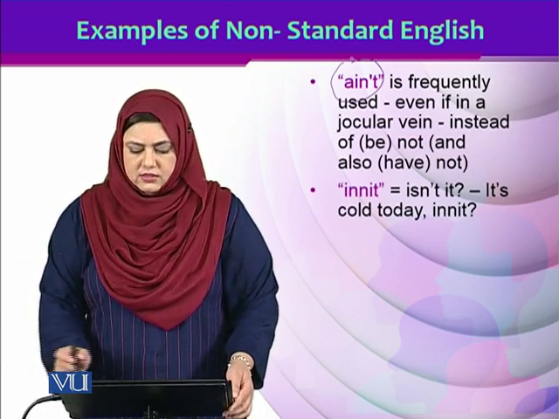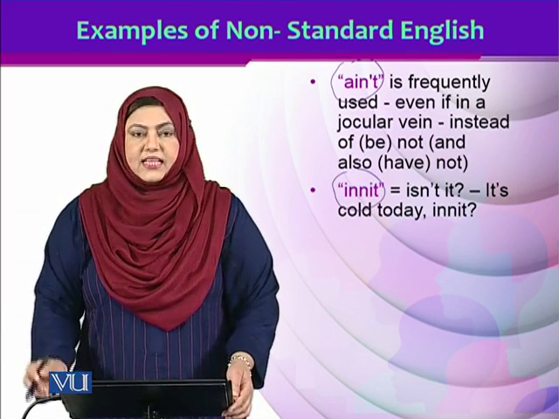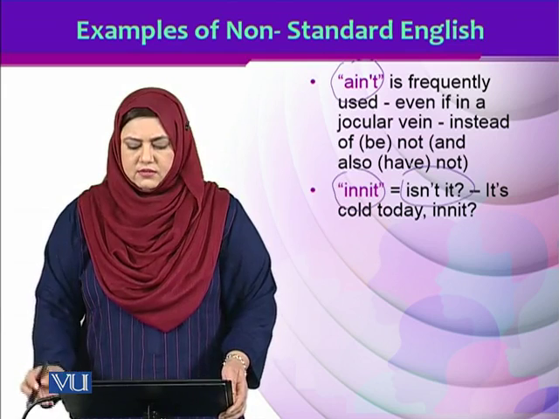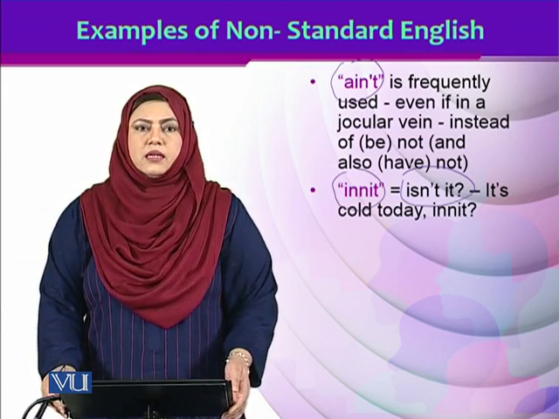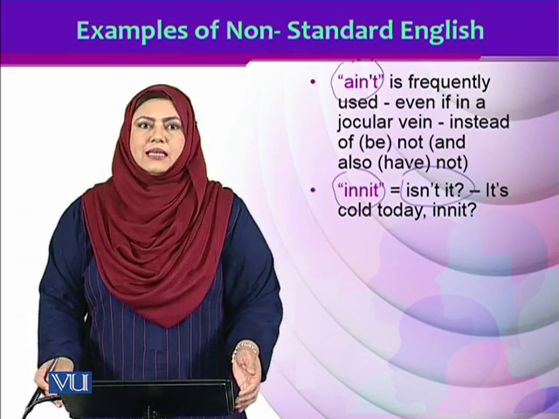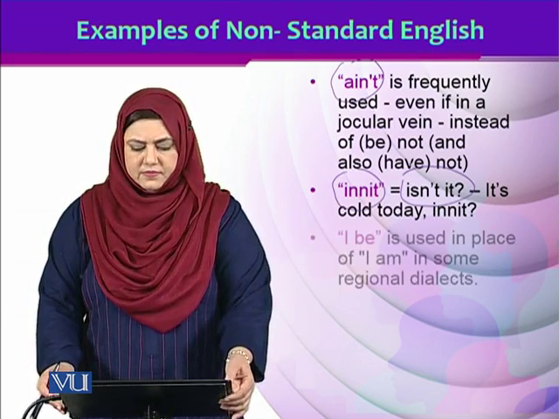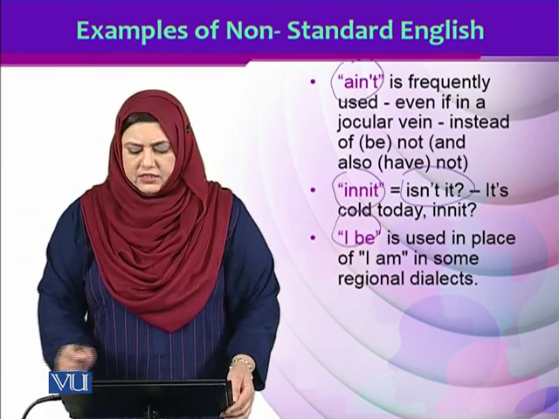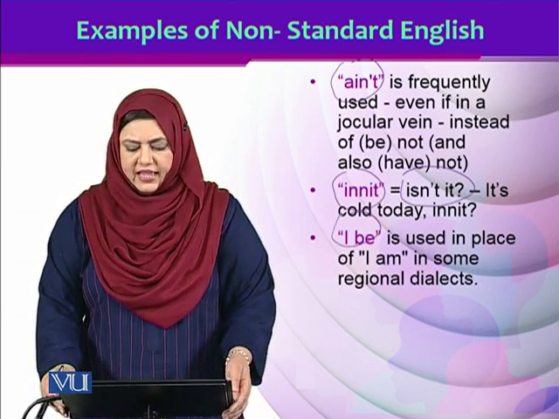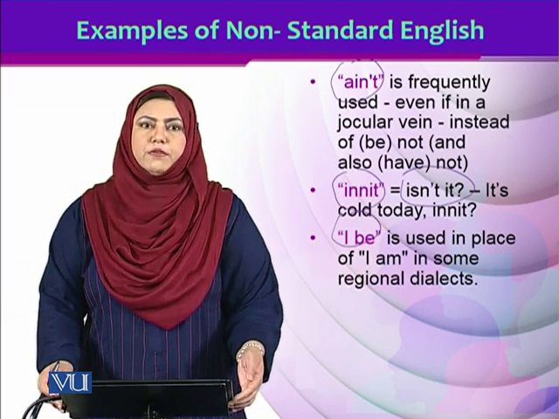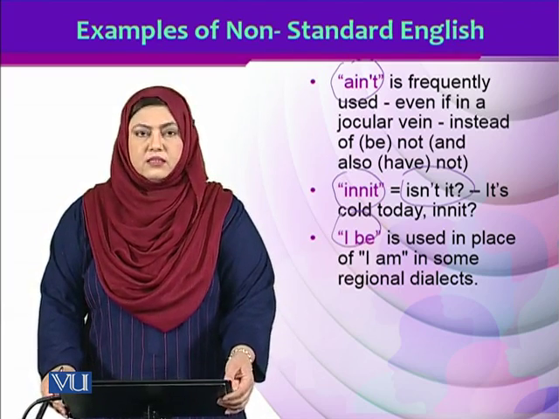This, given in purple, is an abbreviated form that is used for isn't it. For example, it's really cold here, isn't it. Another example is I be, which is used in place of I am. And in many regional dialects of the English language, we find this usage.